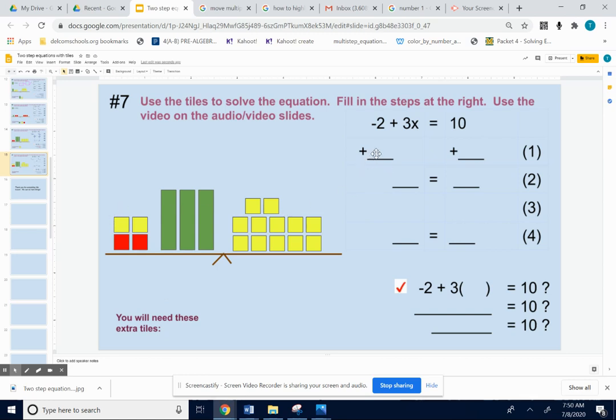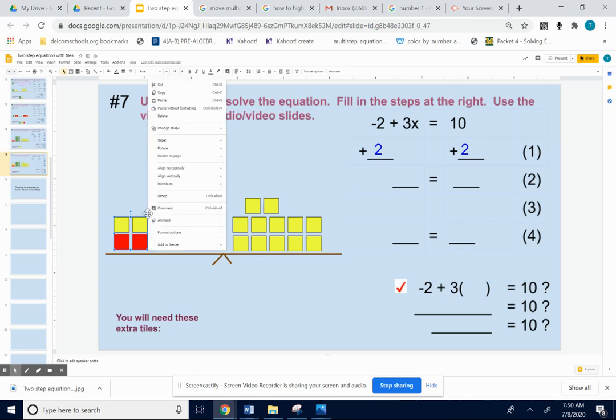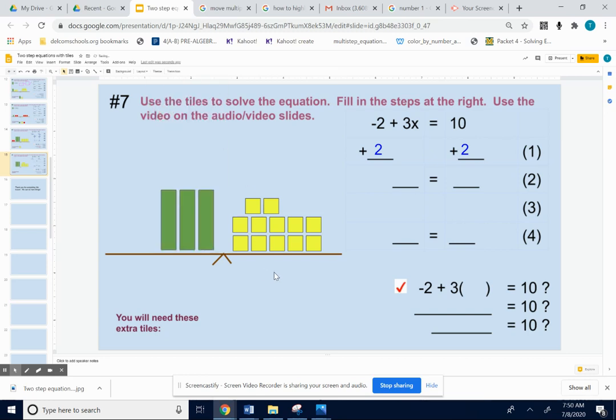You should be typing in add 2 to the left, add 2 to the right. You should be taking out the 2 yellows and the 2 reds on the left because they cancel out. And that's all you can take out. So for row 2, you are left with 3 x's balancing with 12. So type in 3x equals 12.